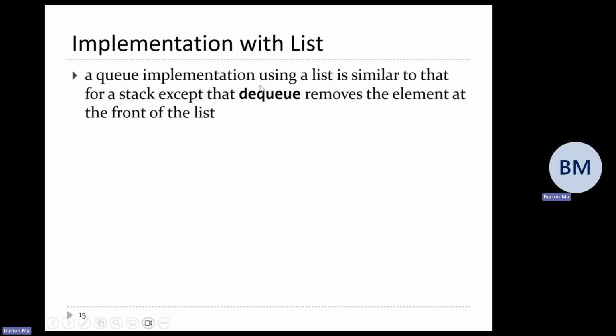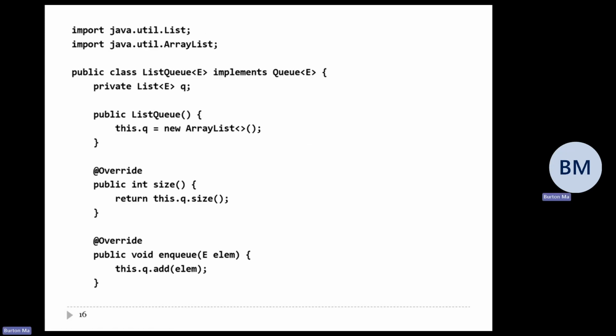Okay, so if you're going to implement this using a list, then that's basically the exact same as implementing it with a stack, right? Except dequeue removes the front element from the list instead of removing the back element. This is going to be problematic.